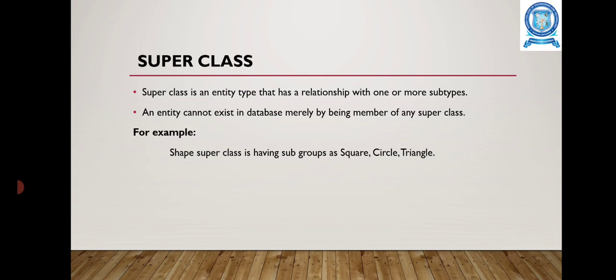Next one is a superclass. A superclass is an entity type that has a relationship with one or more subtypes. And also an entity cannot exist in the database merely by being a member of any superclass. For example, shape is a superclass that has subgroups such as square, circle, triangle, rectangle, etc.